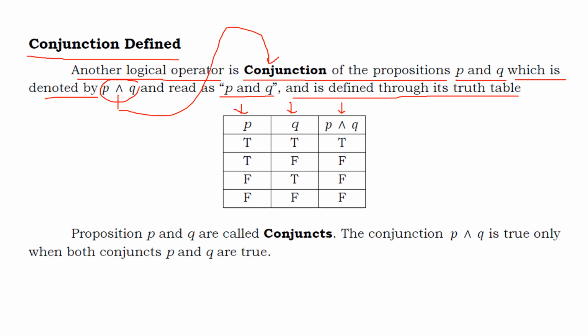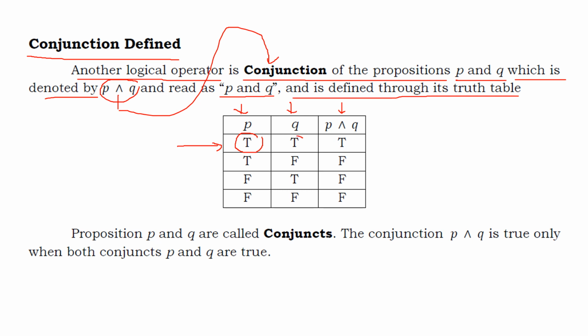Now, how can we deal with this one? If there are 2 propositions being given to us, P and Q, and they have their truth values, what will be the resulting truth values if we combine these 2 propositions P and Q using the logical connector, which is your conjunction? Now, as you can see in the second row here, the truth value of your proposition P is true.